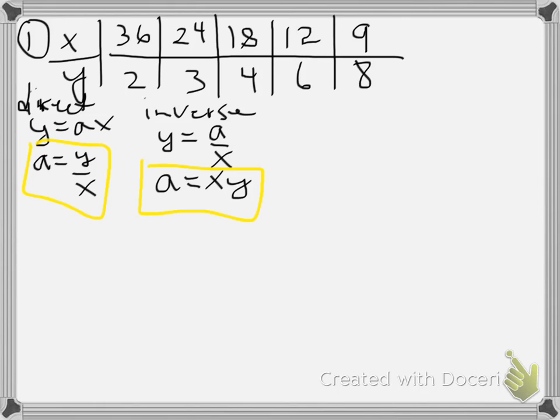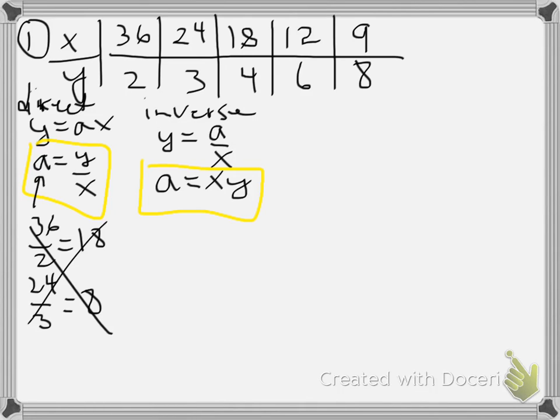So let's check for direct. When we do this, I get 36 divided by 2, which is 18. Then I get 24 divided by 3. Oh, that's 8. That means this a is not constant for direct variation. So let's try it for inverse variation.